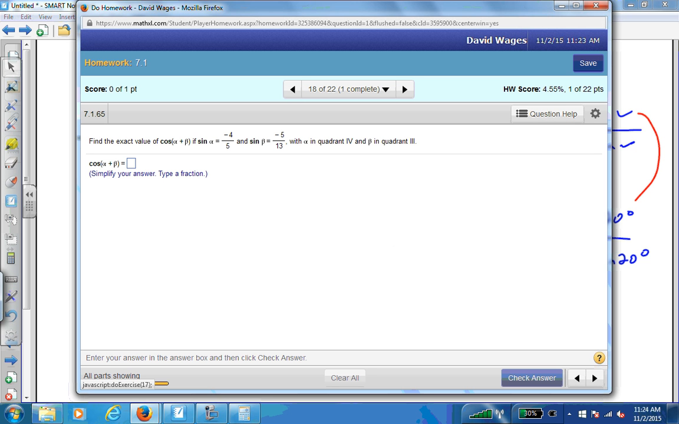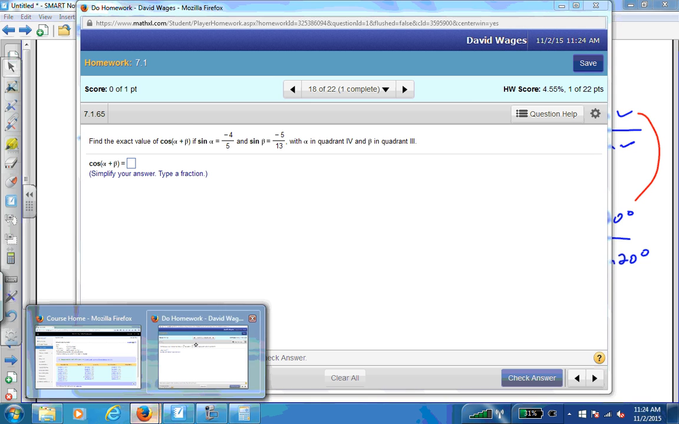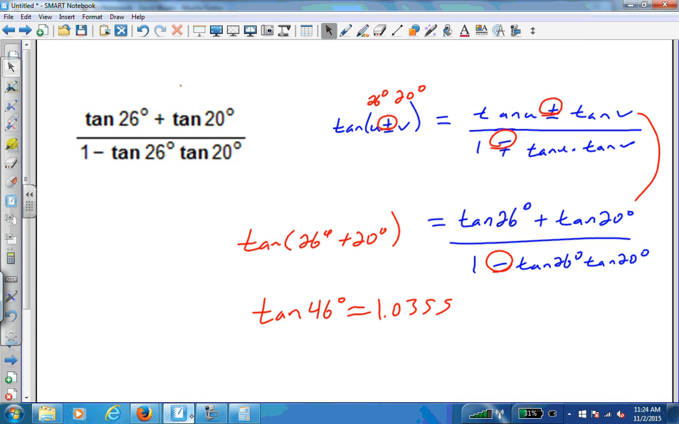And that's all they wanted us to do. So they just wanted us to recognize, hey, that was a sum or difference identity for tangent. And which part's U, which part's V, and do we do plus or do we do minus? All right, any more of those specific out of 7.1? Anything?